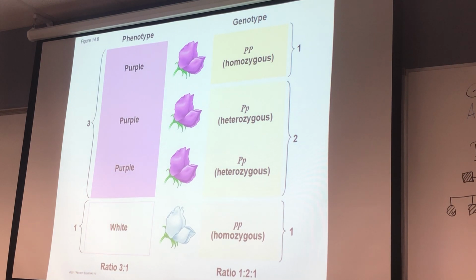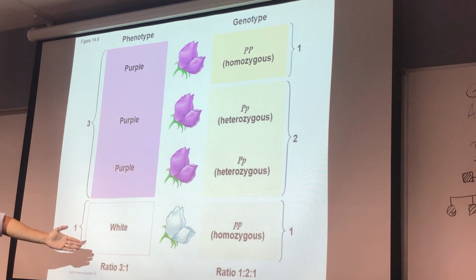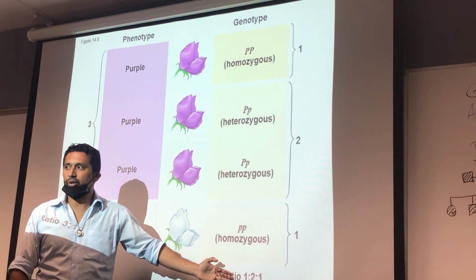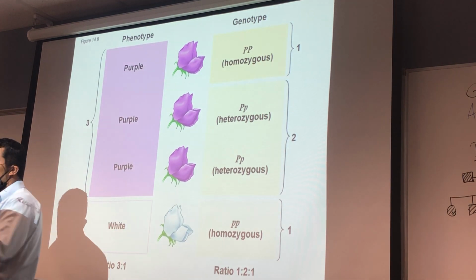So that's what you have right there, a 3-to-1 ratio. You are seeing 3 purple and 1 white flower, 3-to-1 ratio. So if I ask you for the phenotype ratio, that will be the answer, 3-to-1. But if I ask you for the genotype ratio, then you will give me this: 1 is homozygous dominant, 2 are heterozygous, and 1 is homozygous recessive. So that would be a 1-to-2-to-1 ratio. So whenever I ask you for the phenotype ratio, boom, 3-to-1. Whenever I ask you for the genotype ratio, boom, right here, 1-to-2-to-1 ratio. Questions with them?